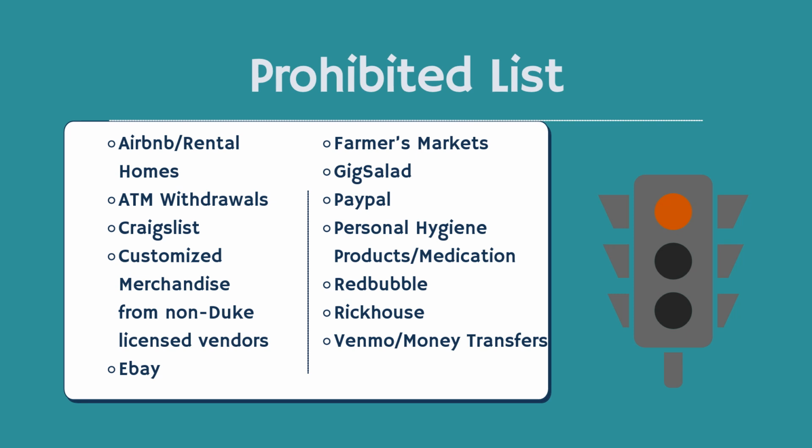A few notes on purchases that may not be made by student organizations. Airbnb or rental homes, ATM withdrawals, Craigslist, any customized merchandise from non-Duke licensed vendors, eBay, farmers markets, Gig Salad, PayPal, any personal hygiene products or medication, Redbubble, Brickhouse, or Venmo, and any other money transfers.